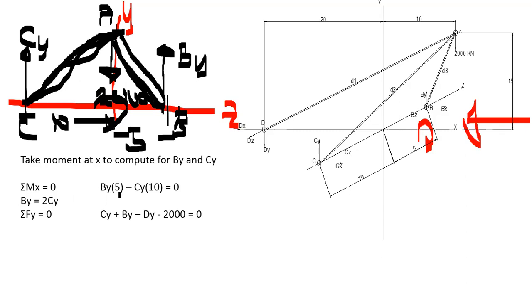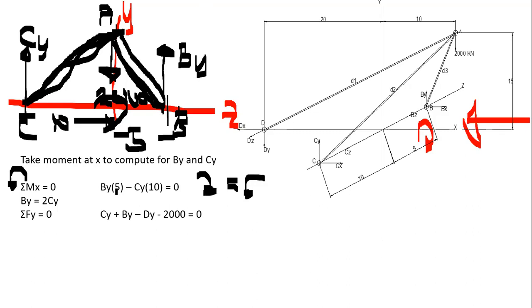You have yung 2,000 dito, wala na, hindi na siya ma-consider kasi diyan siya sa axis ng rotation. So BY times 5 ito, ano? BY times 5 minus CY times 10, kasi kinonsider ko dito ganito ang positive. Or pwede niyo rin gawin ganito, ano? Clockwise moment is equal to counterclockwise moment.